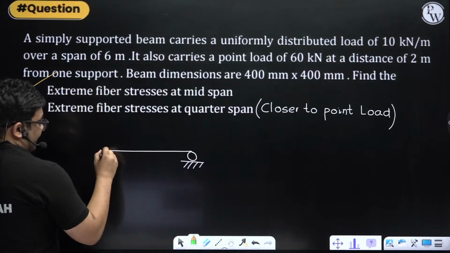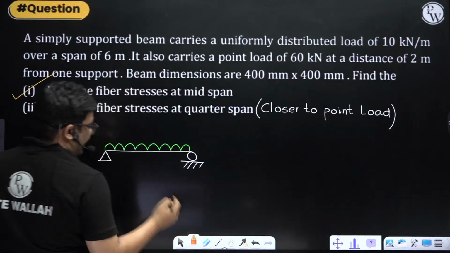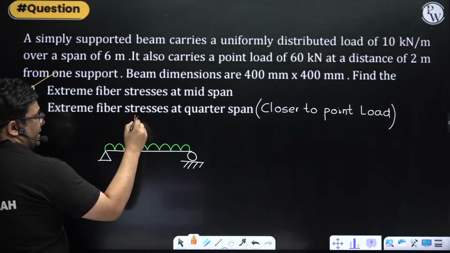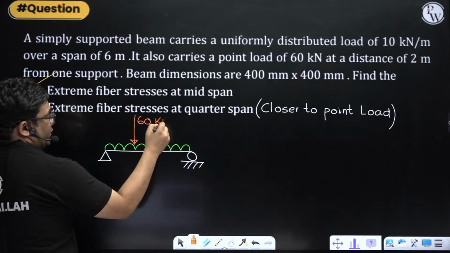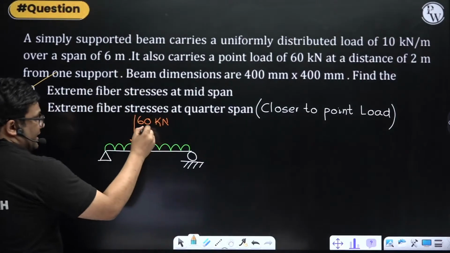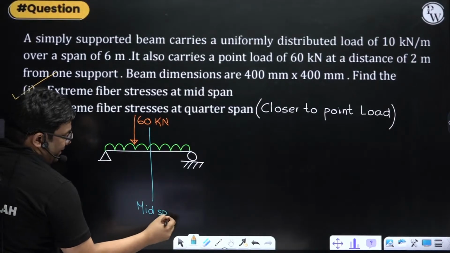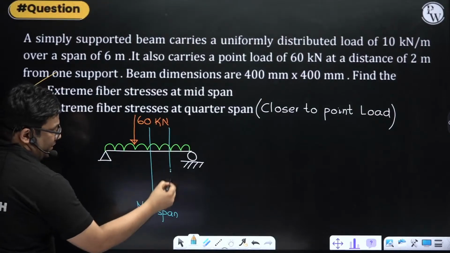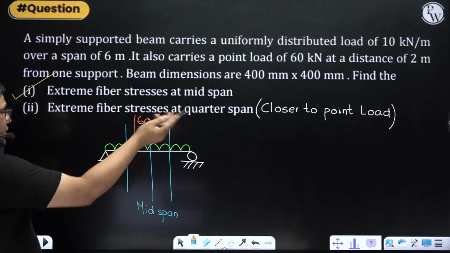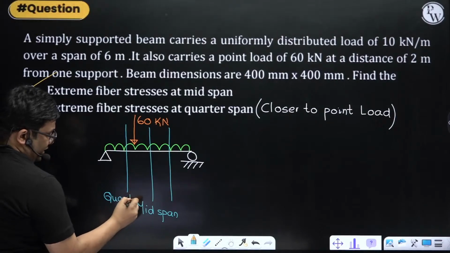You can see here the UDL acting, and then we have the point load of 60 acting at 2 meter. So we have two quarter spans. This is the midspan at the center. Quarter span can be on this side or on the other side. So what I've written is closer to the point load, so we are talking about this quarter span.